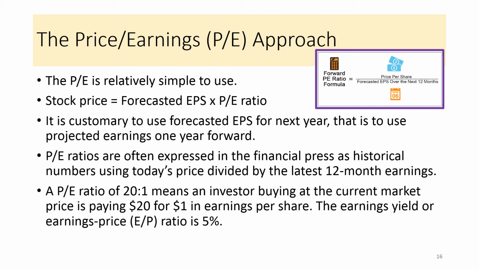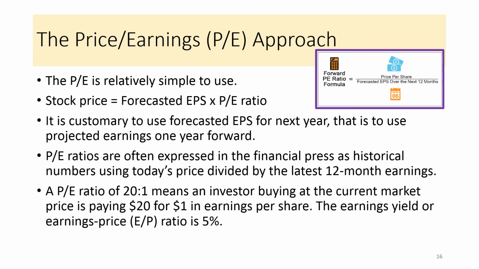It is customary to use forecasted earning per share for next year, that is, to use projected earnings 1 year forward. This is because investors buy stock not for their past earnings, but for their expected future earnings. Take note that price-earning ratios are often expressed in the financial press as historical numbers using today's price divided by the latest 12-month earnings. Financial press do not compute PE ratio based on expected earning per share.